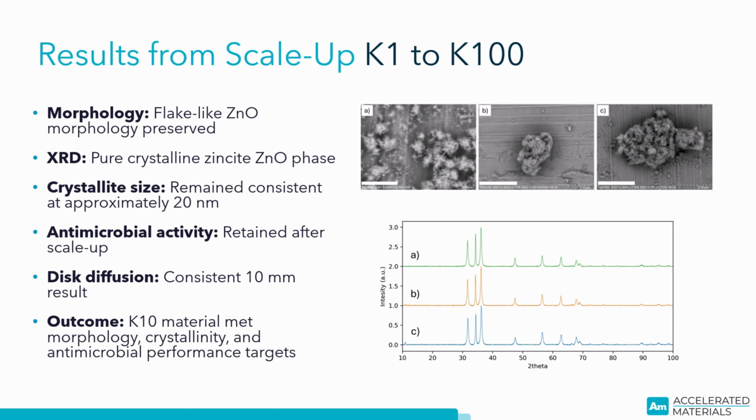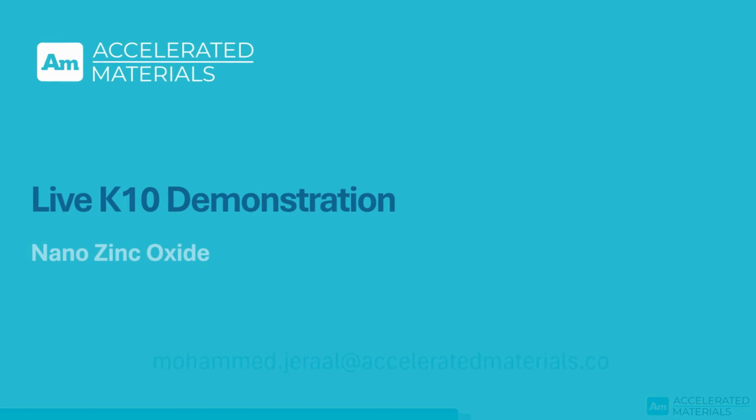Underneath that, we have our XRD results, which show that at the K1, the K10, and the K100 scales, we're able to maintain a consistent crystal phase at 99% of this zinc oxide that we're after. Although I don't have the sizing and the antimicrobial activity results here, our crystallite size was a consistent 20 nanometers across all of our samples, and our antimicrobial activity, as the result of this control in morphology and size, was up to standard at all scales. And as a result of that, I'm able to replicate those results and show you a live demonstration on the K10 today. Let's get started.